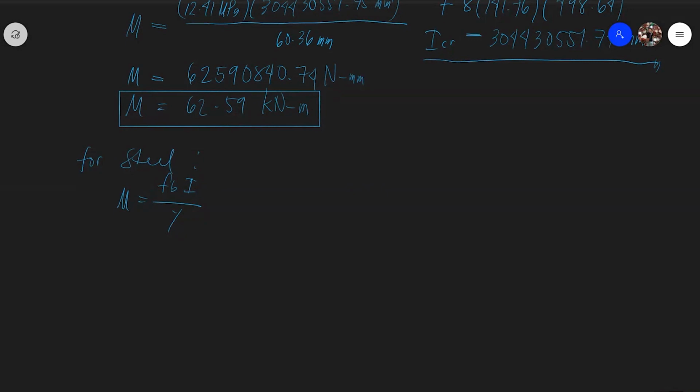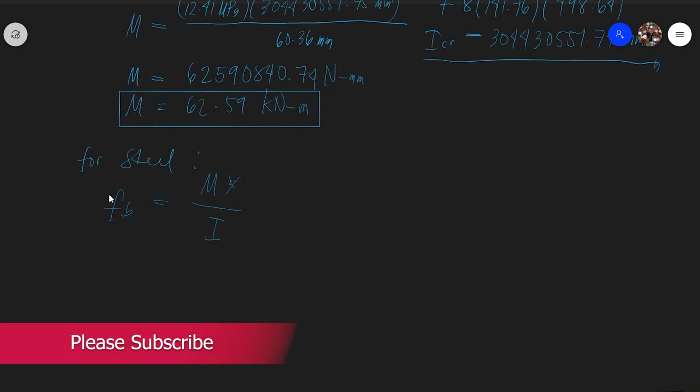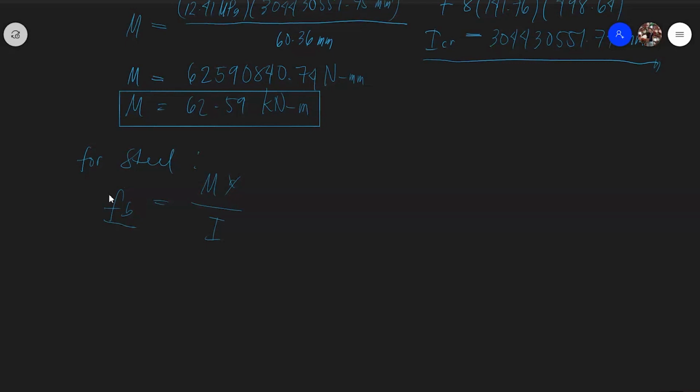Let me erase this first. The general formula, FB is equal to My over I. But since we are using steel, we convert it into concrete, so you still have to divide this by N. We are only in tension here. This is the formula for steel in tension, because we divided by N, since our steel was converted into its equivalent concrete using the modular ratio. So you still have to divide the FB by N.